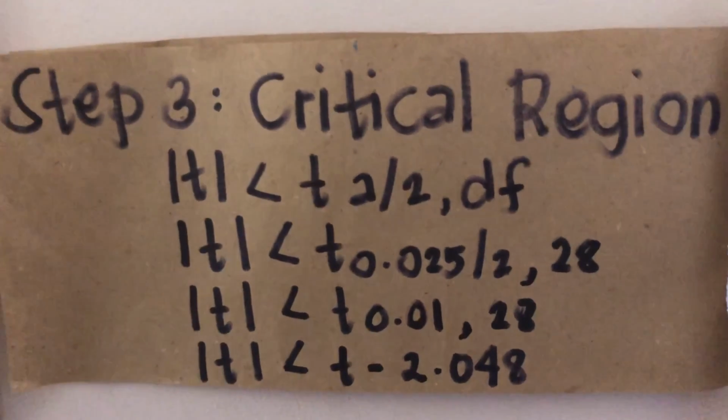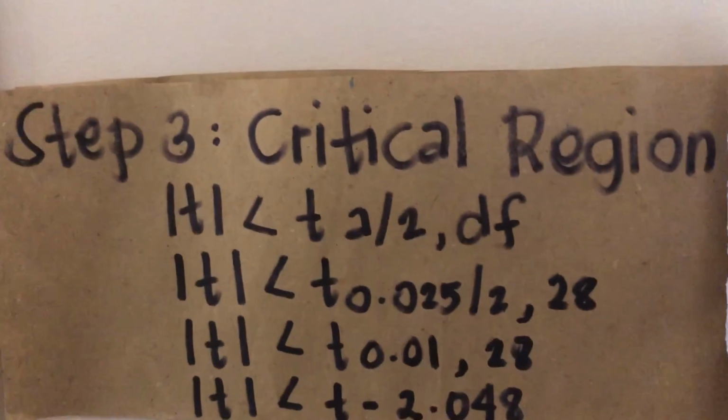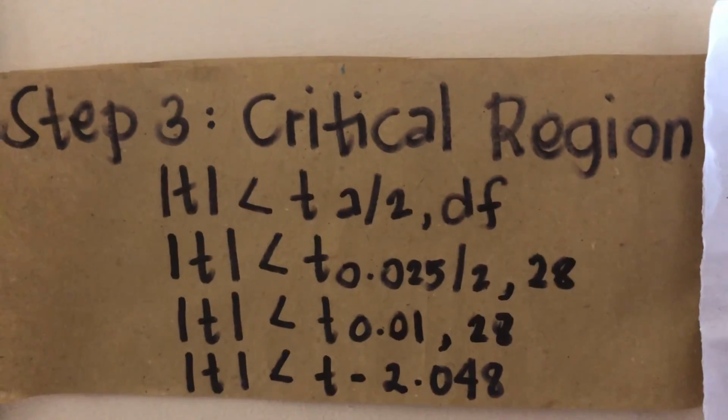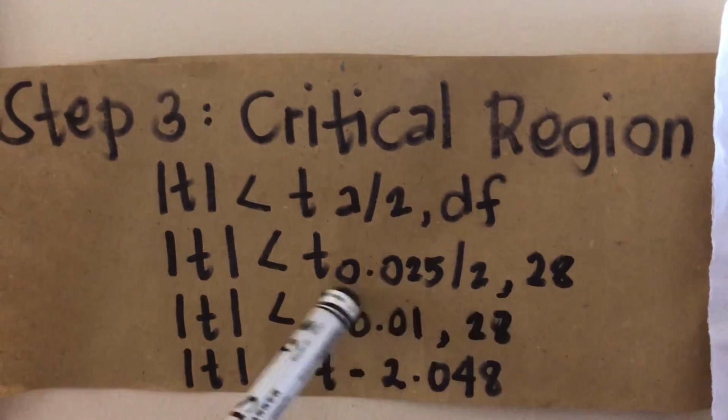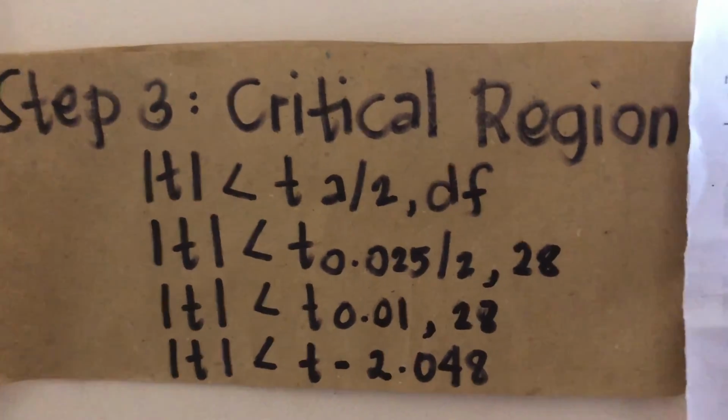Step 3. Determine the critical value. t alpha over 2 and df, 14 plus 16 minus 2, is equal to 28. Locate it in the T table.